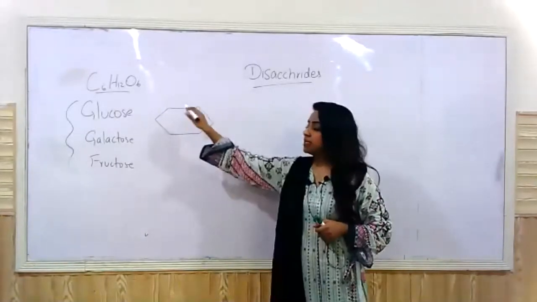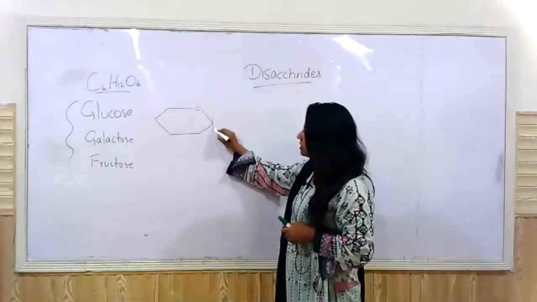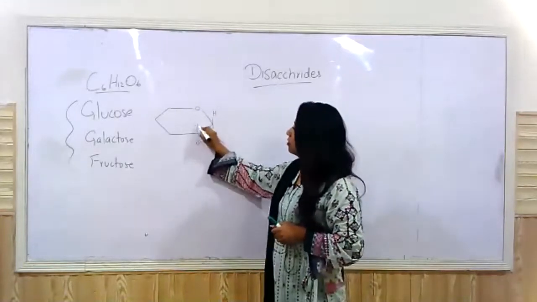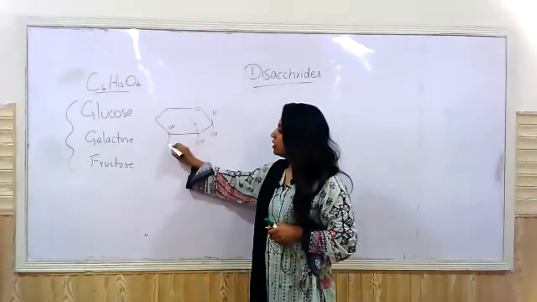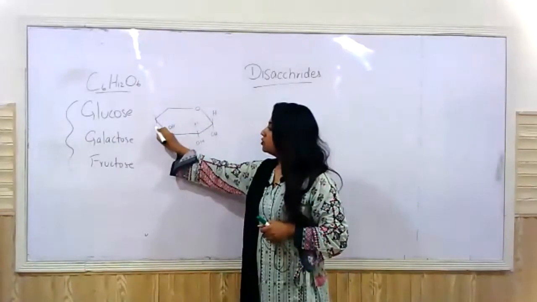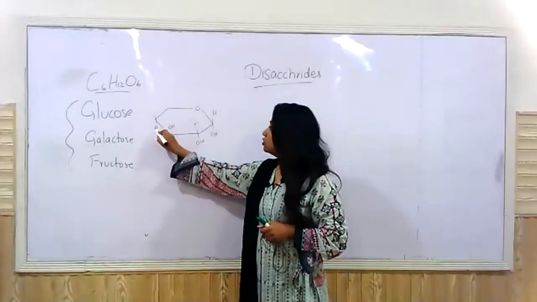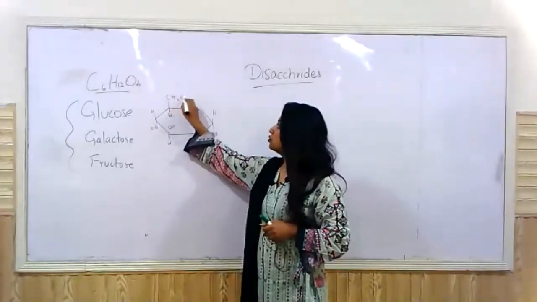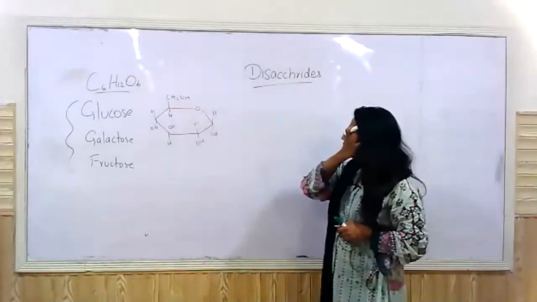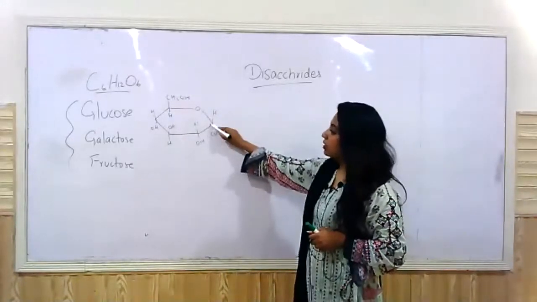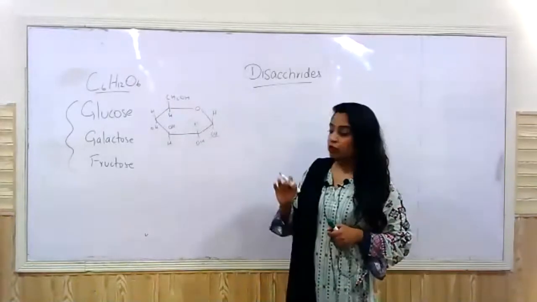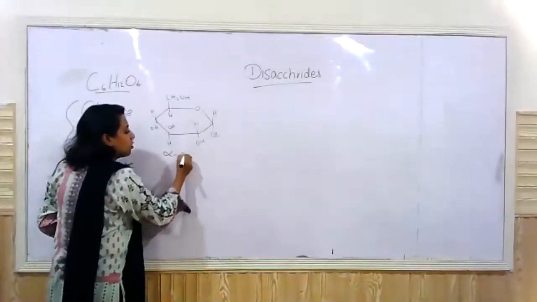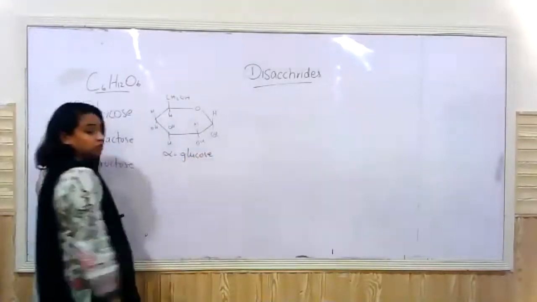Every corner representing what? A carbon atom. We also discussed that if OH group is present below the plane, in 3 it will be the mirror image, right? And it will have here OH, H, and H, CH2OH, right? So if at carbon number 1, the hydroxyl group is present below the plane, we call it what? Alpha glucose, right? This molecule is called alpha glucose, right?